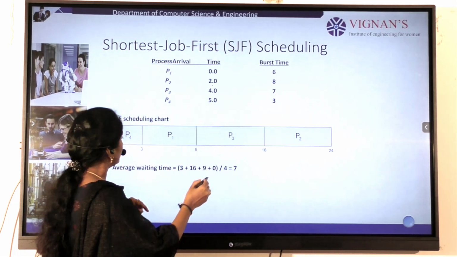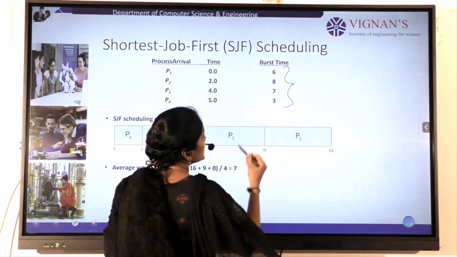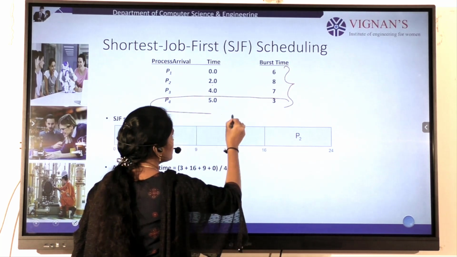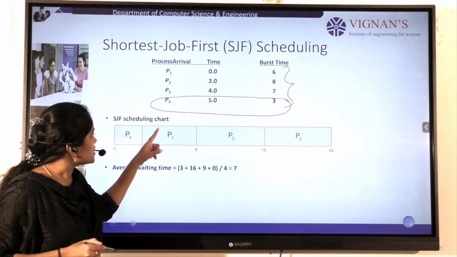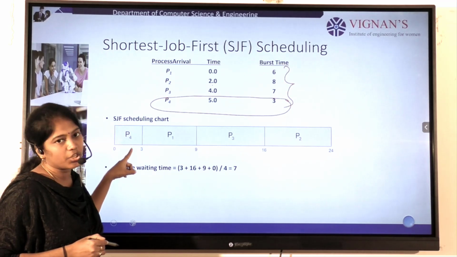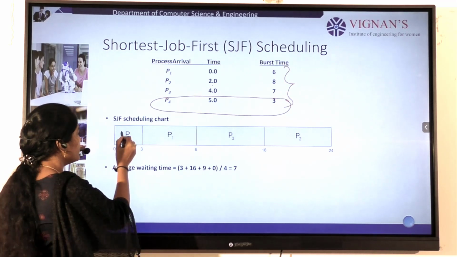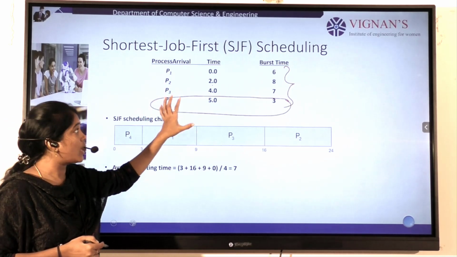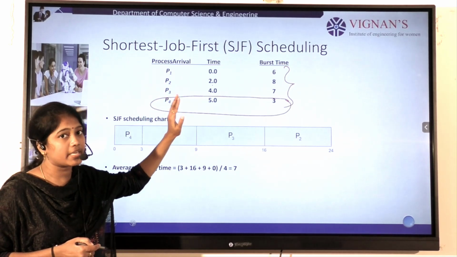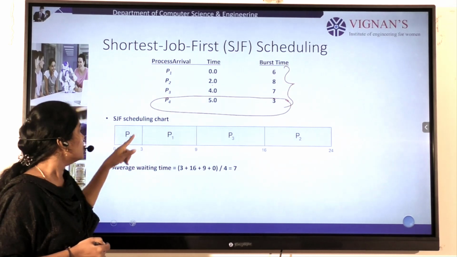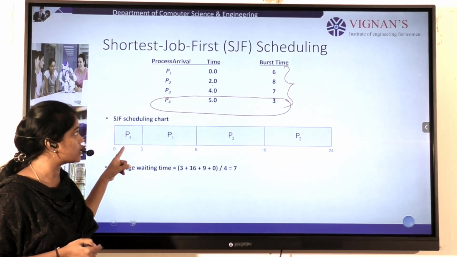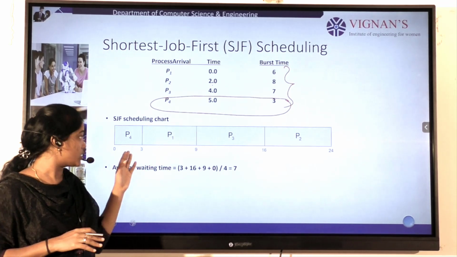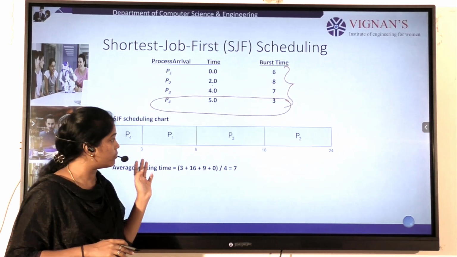So initially among these four, the shortest job process is process P4. So process P4 will enter into execution first. So this is a non-preemptive scheduling algorithm. So until the process completely executes, it will not be terminated. So process P4 first entered into execution and its burst time is 3 milliseconds, so process P4 will be executed for 3 milliseconds.